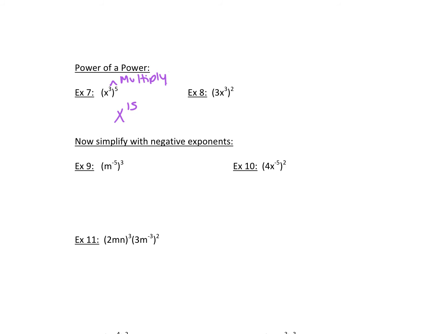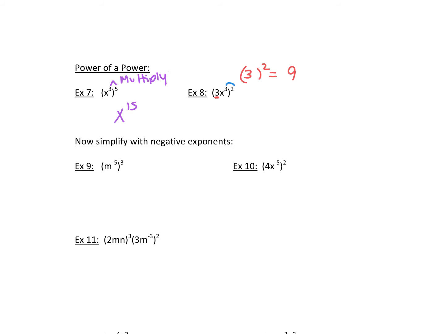Now, if you have a coefficient, remember coefficients are before the variable, the base, the variable. So the 3 is a coefficient. That 3 gets raised to the power as it normally would. So 3 to the second power is 3 times 3, which is 9. Okay, but the exponent gets multiplied. 2 times 3 is 6.